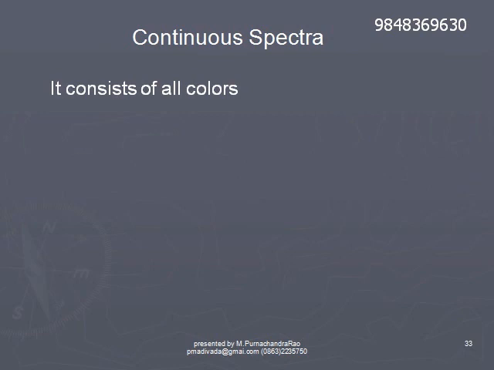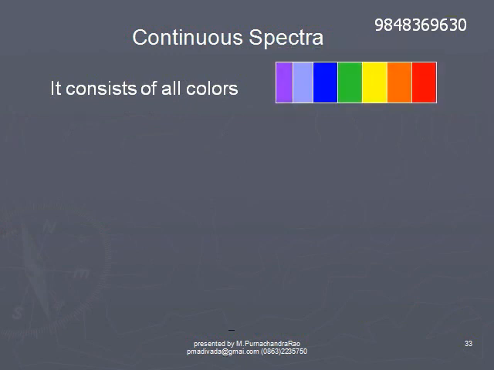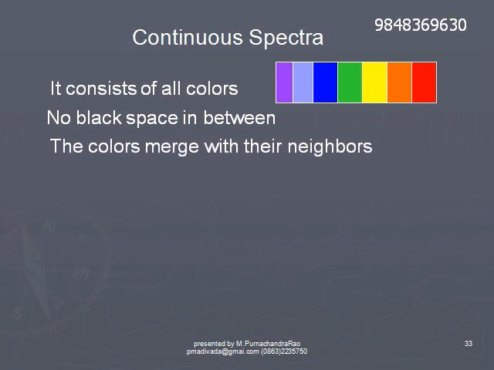Continuous spectrum. A continuous spectrum consists of all the colors in VIBGYOR, and there will be no dark spaces in between. The colors merge with their neighbors and mixed colors will be formed in between.